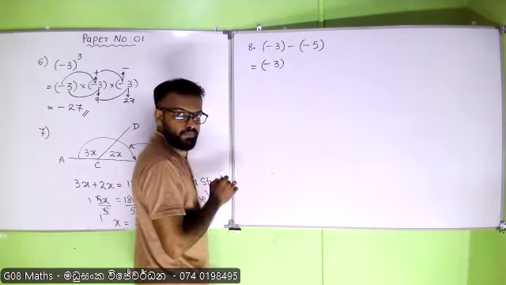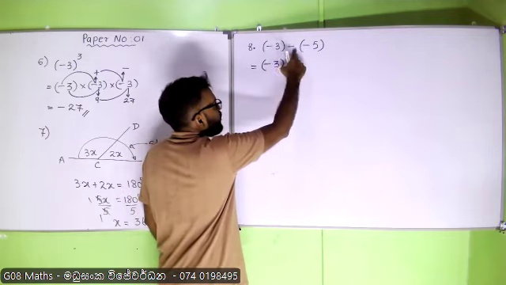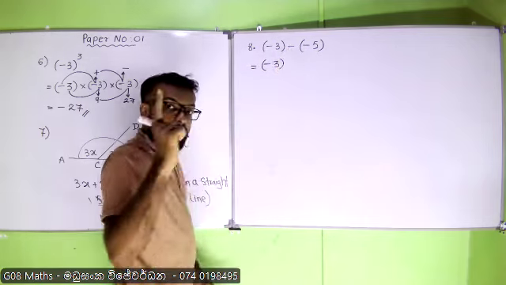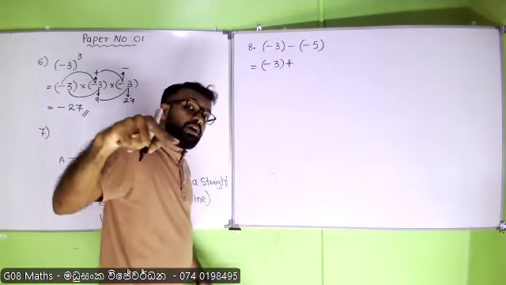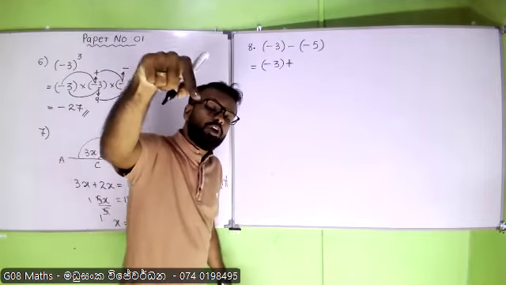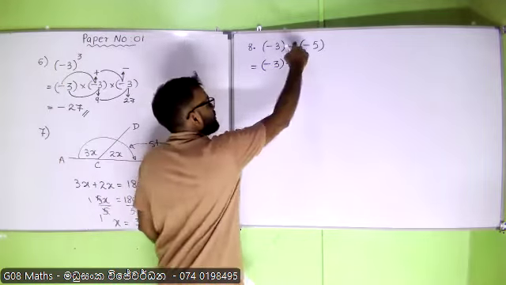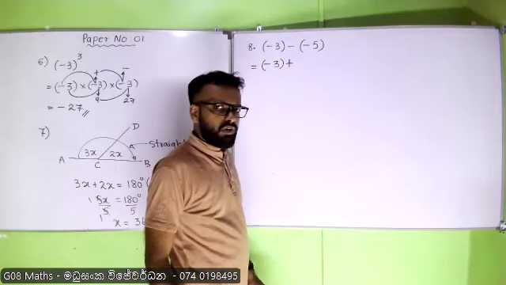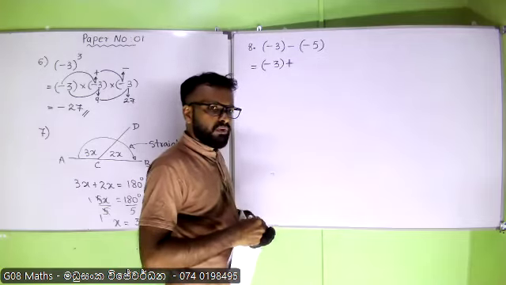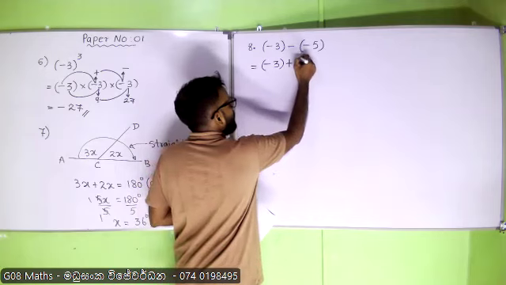I am going to convert this negative sign into an addition. At the same time, you are going to take the additive inverse of the next number. The next number is this, the additive inverse of negative 5. What is the value of the additive inverse of negative 5? Positive 5.